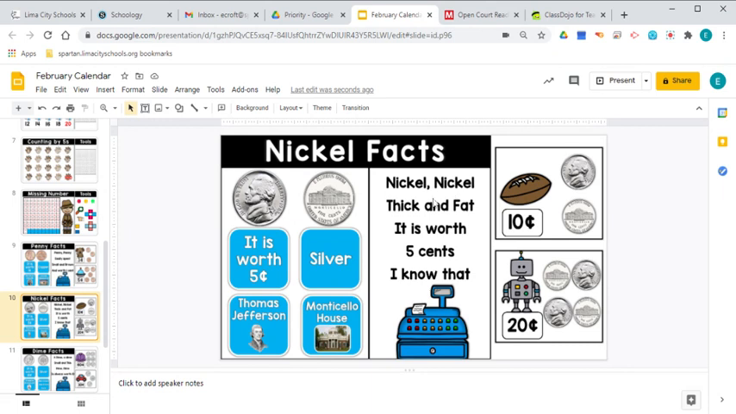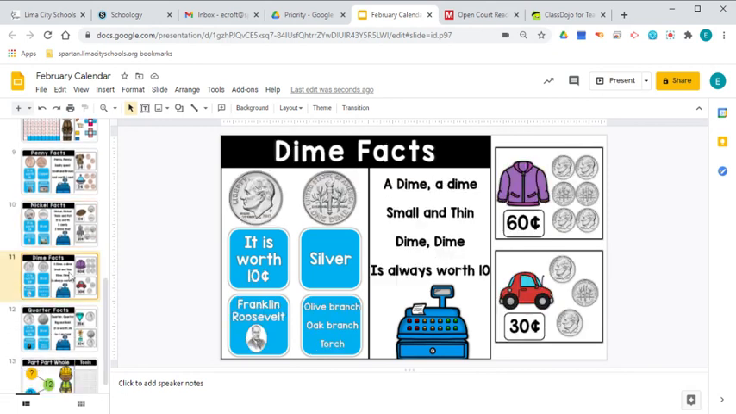All right, nickel, nickel, thick and fat. It is worth 5 cents. Now, it is thicker than what the penny is. If you looked at it and you turned it on its side, you would see that it's thicker. All right, let's take a look.